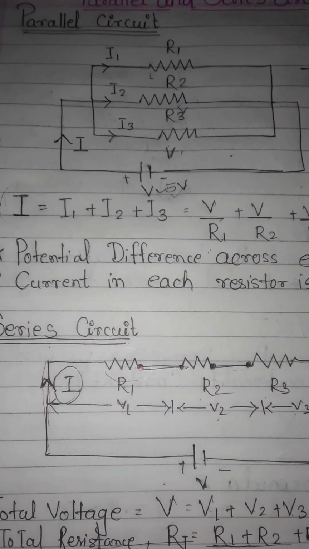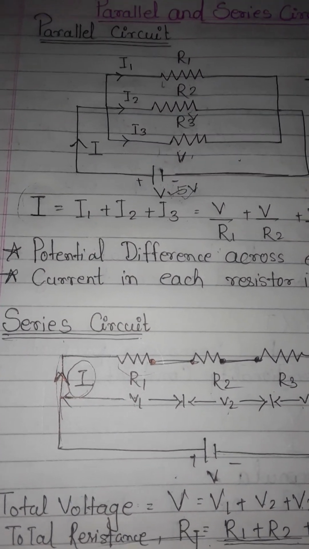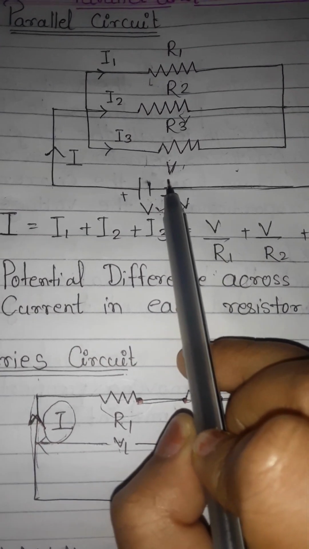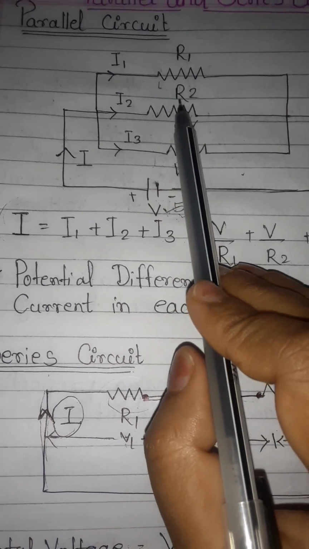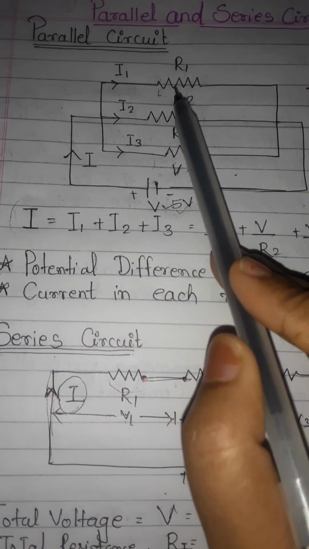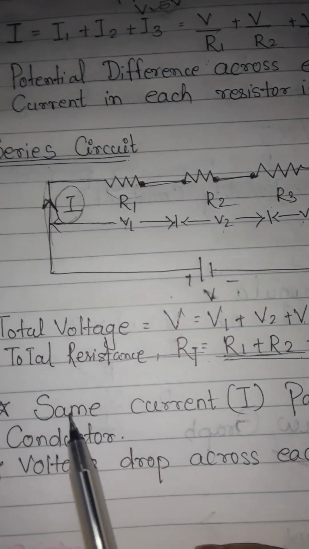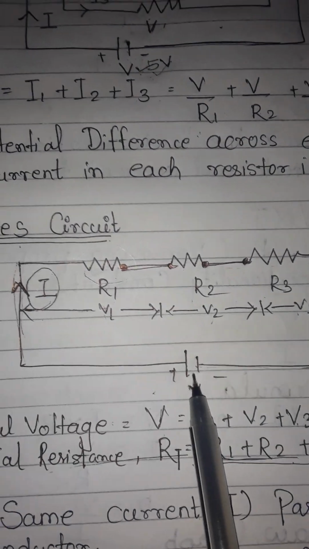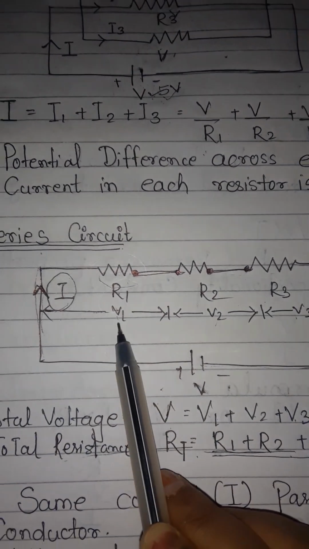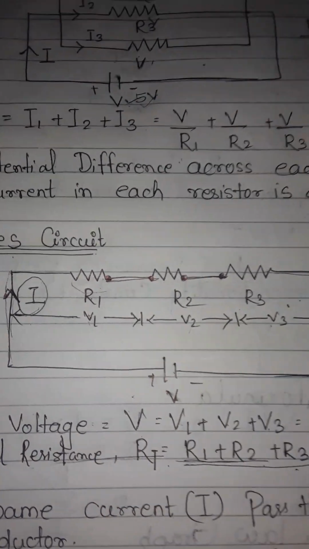So what we learn about parallel and series connections is that in a parallel connection the voltage is the same across each resistor, but the current is divided into multiple parts. But in a series connection the voltage across each resistor is different, but the current is the same in each resistor.